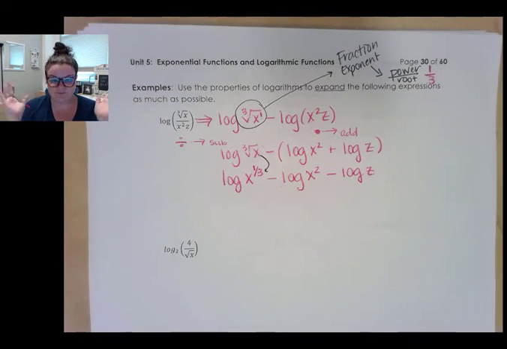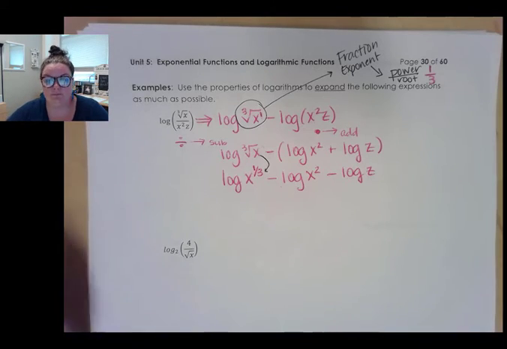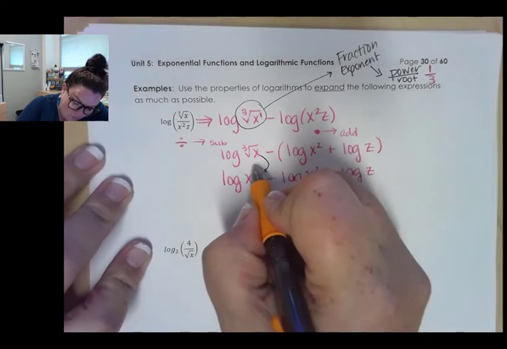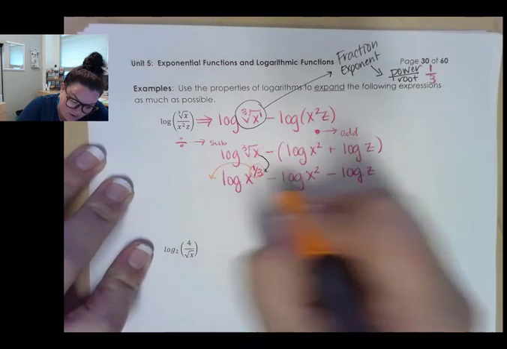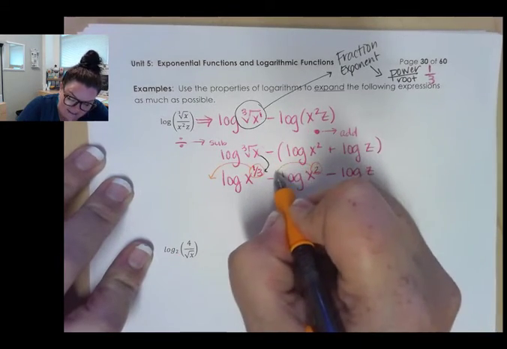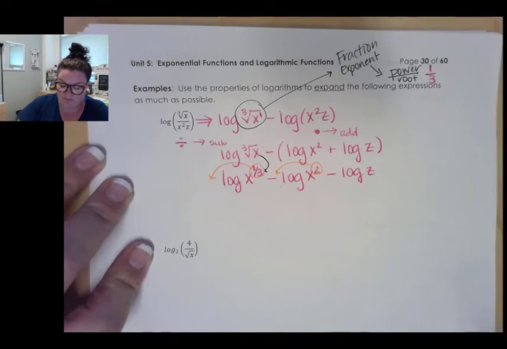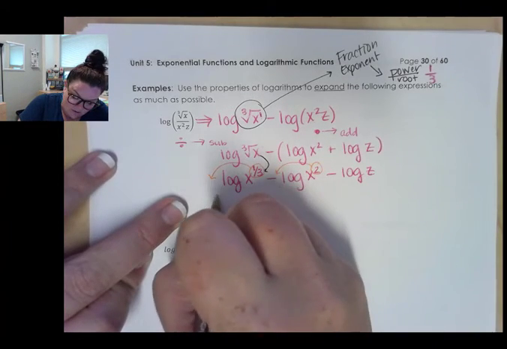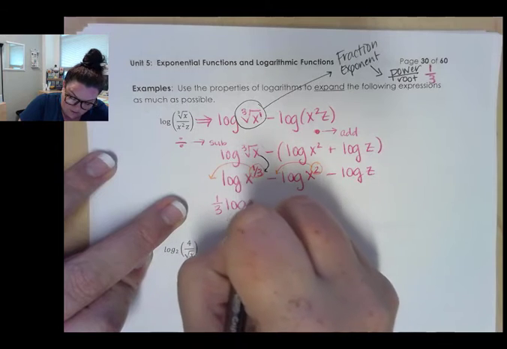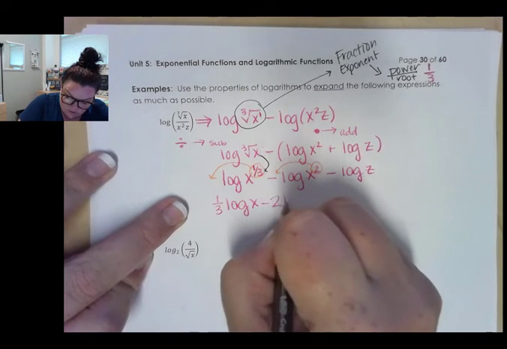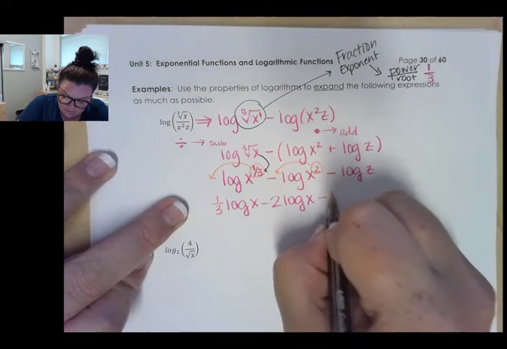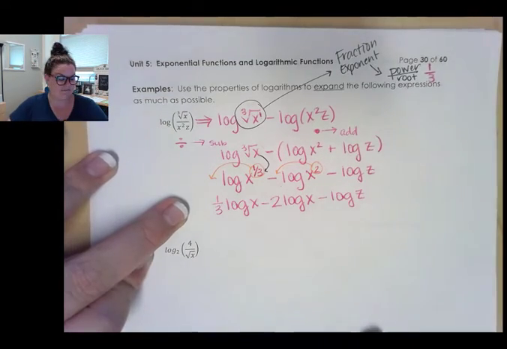All right, so we have it all expanded out as far as we can with addition and subtraction. Now we just need to get rid of any exponents we have. So now we're going to look at our powers, right? Notice I have the 1/3 power here that I can bring down, and I have the square on the x that I can bring down. So now my problem is going to look like 1/3 log x minus 2 log x minus log z.